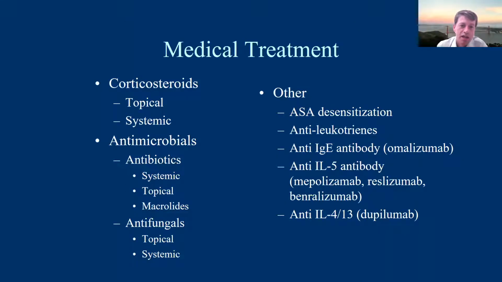Here's a list. I would say it's not comprehensive, but many of the common treatments that are used as medical treatments for patients with chronic sinusitis and polyps. The main categories: corticosteroids and antimicrobials, specifically antibiotics and antifungals, and then a whole list of other options, including aspirin desensitization, anti-leukotrienes, and then the various biologics that we'll talk about more later in the talk.